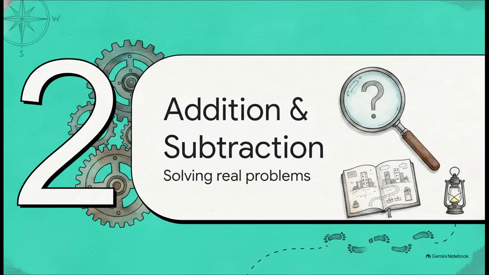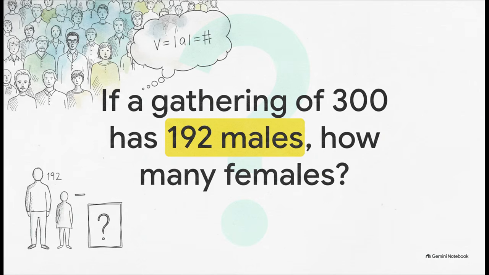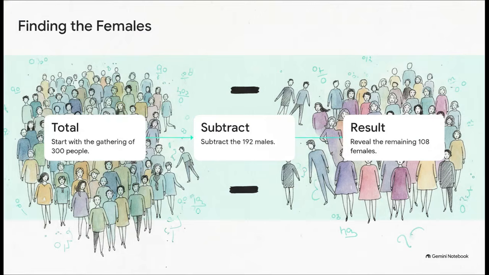Section 2. Addition and subtraction realities. Now that we actually know our numbers, let's grab our next tool. We're going to act a bit like detectives here and solve some real-world mysteries. Imagine you were at a massive gathering. You've been told there are 300 people there in total, and someone has counted exactly 192 males. So the burning question is, how many females were there? Think about it. Can you use subtraction to figure out this missing puzzle piece? The logic here is just incredibly satisfying.